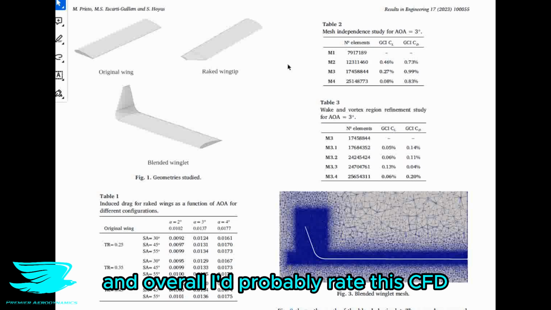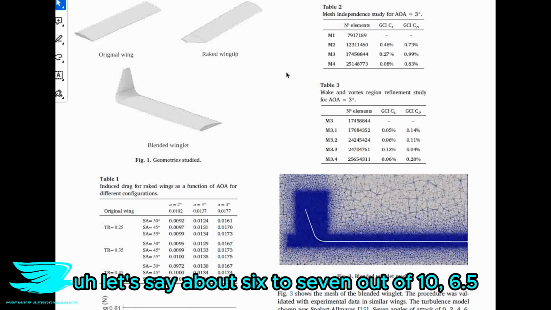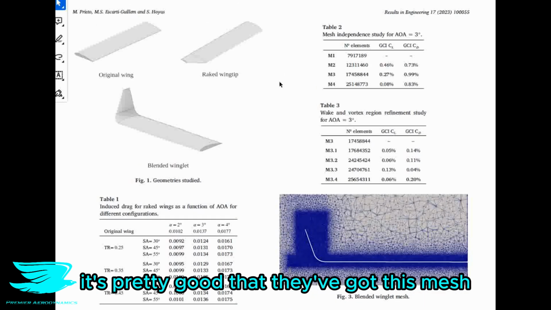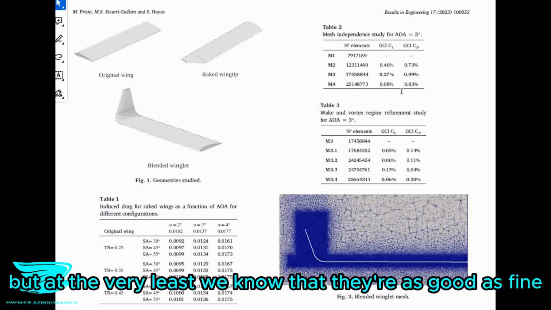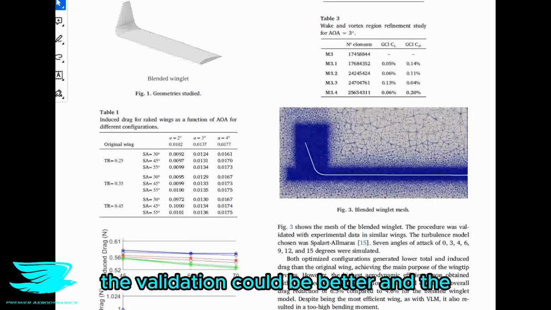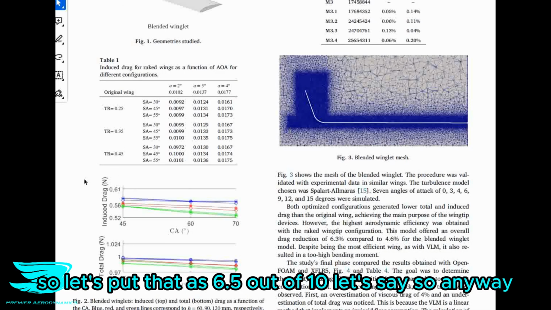And overall, I'd probably rate this CFD, let's say about 6 to 7 out of 10, 6.5. It's pretty good that they've got this mesh independence study. I don't really understand what they've done here, but at the very least, we know that the grid is fine. The validation could be better, and the turbulence model could be better. So that's probably about 6.5 out of 10, let's say.